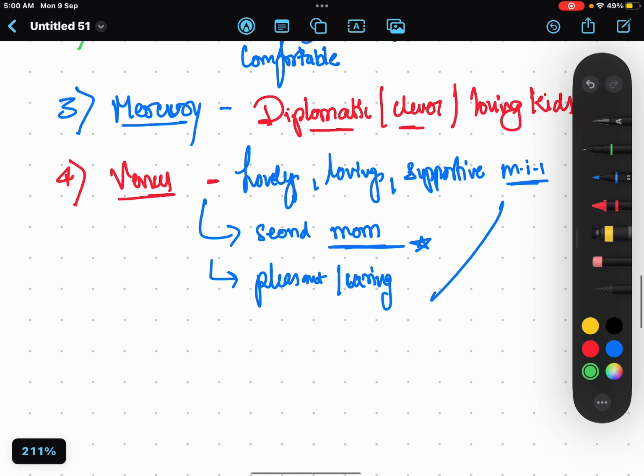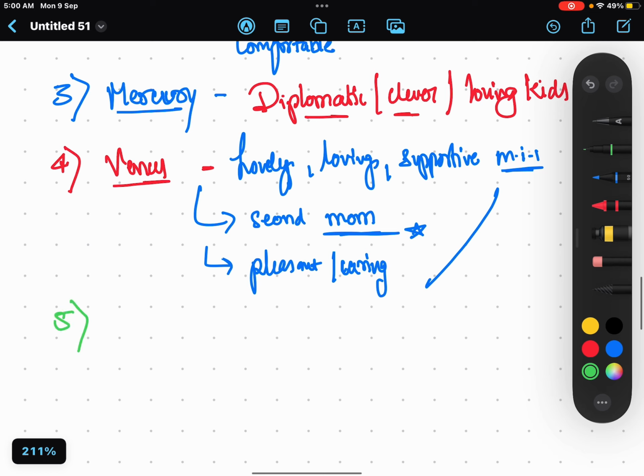Now the fifth, if you have Mars in the 10th house, or the 10th house lord is Mars, you can expect one thing: your mother-in-law with Mars might bring a bit of drama. She will be a drama queen. Even if there are fewer problems, she will try to create more problems.